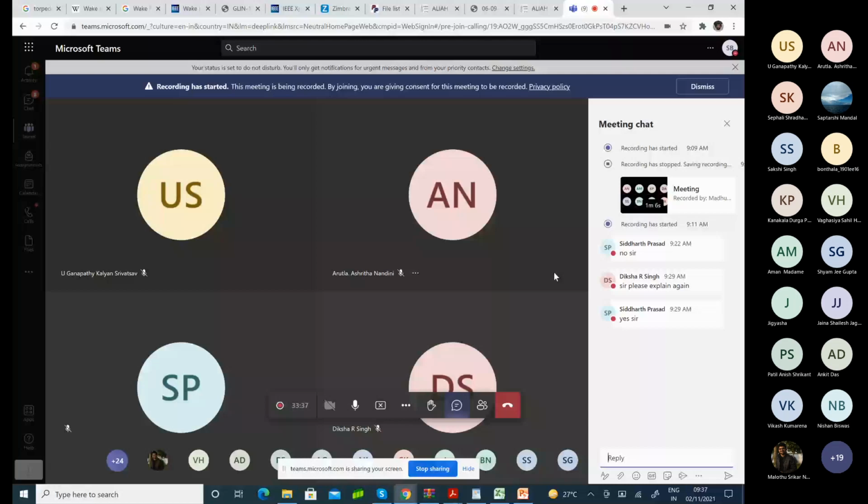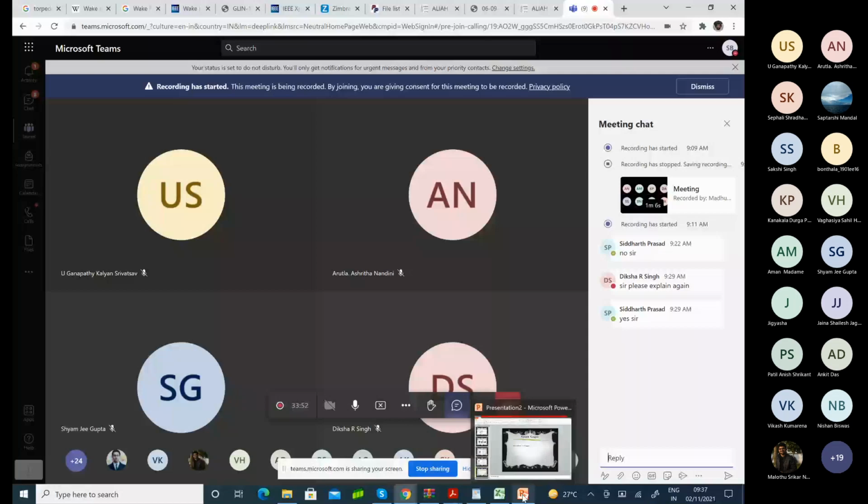Now let's proceed further. The next measuring equipment for measurement of displacement, which we are reading in this chapter, will be the linear variable differential transformer. Okay, let's see. In brief, we call it LVDT.